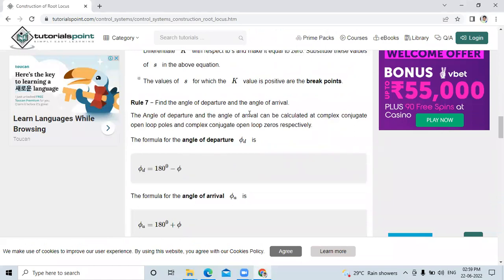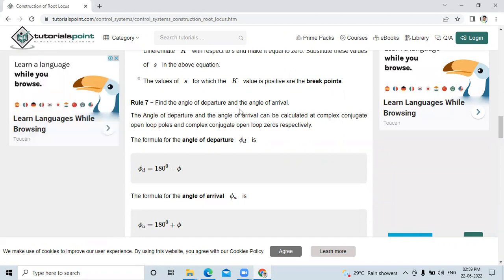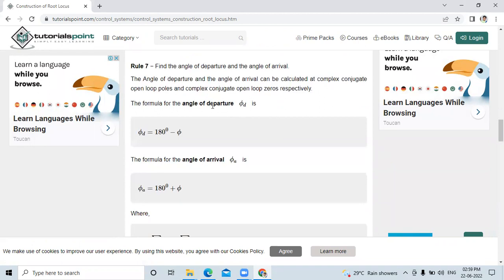Angle of departure and the angle of arrival. Angle of departure and the angle of arrival can be calculated for complex conjugate poles. Starting from the equation given in the question, from that only we get the roots. If we have complex conjugate roots, then we should go with the angle of departure and the angle of arrival. It depends upon the poles and zeros.